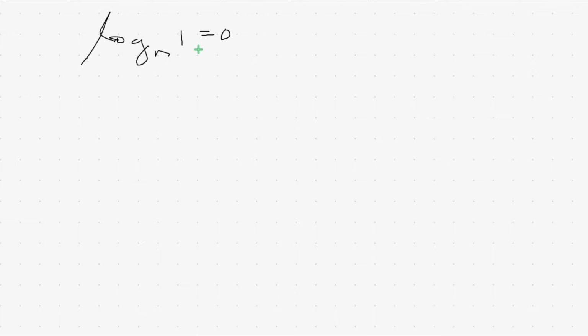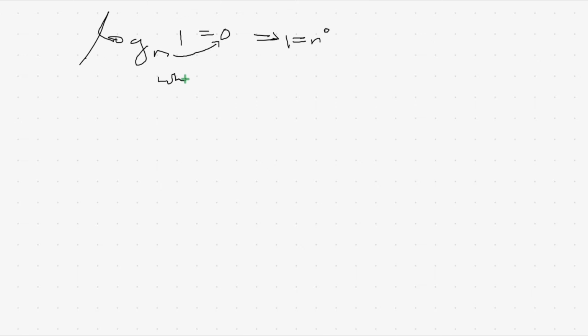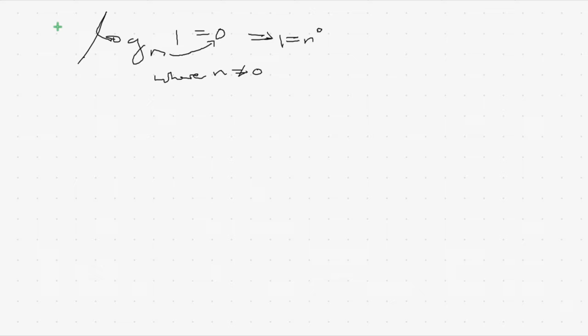Another rule, which should be quite intuitive if you mastered exponents, is log base n of 1, that's 0. Because why? Because this is just 1 equals n to the power 0, and we know this is true, right? Anything to the power of 0 is 1 except for 0. So where n does not equal 0. Alright. Okay, so this is the third logarithm rule.